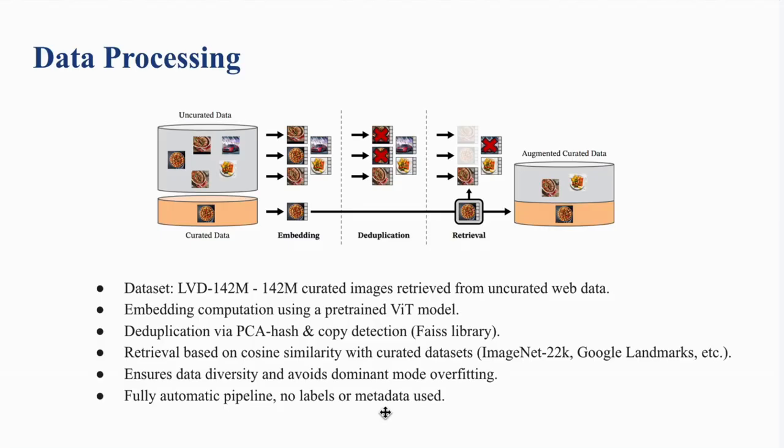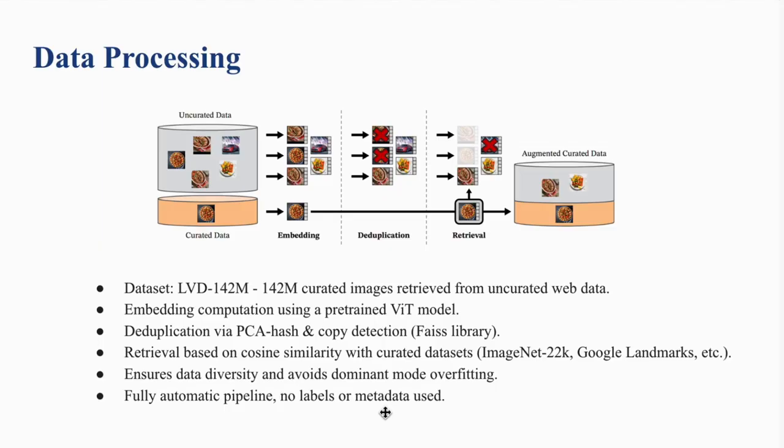Begin with next section, that is data processing. The DINOv2 team found that existing self-supervised models struggled when scaling beyond ImageNet 1K because they often relied on uncurated, noisy web images. This leads to poor generalization and representation quality.